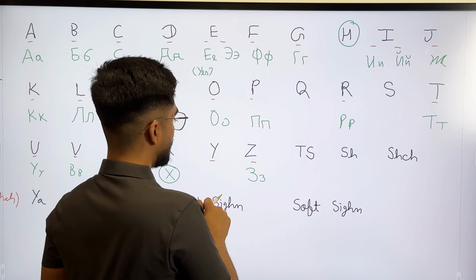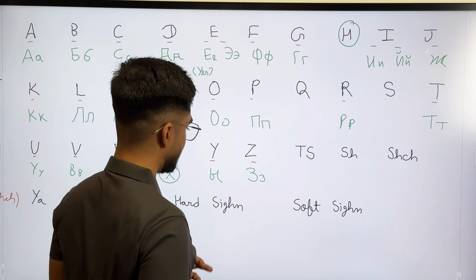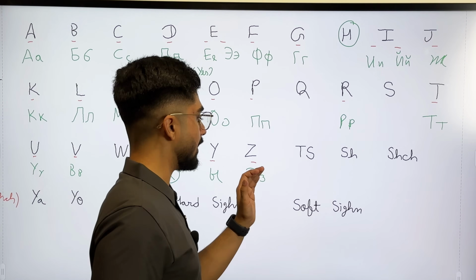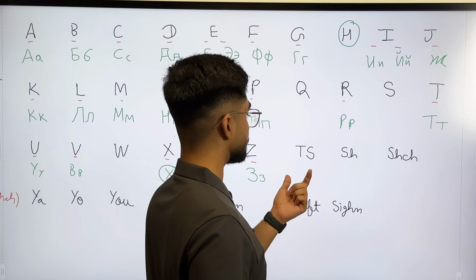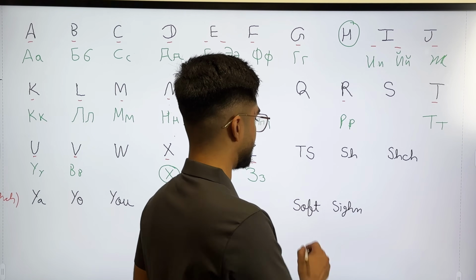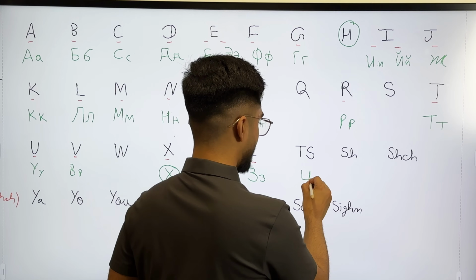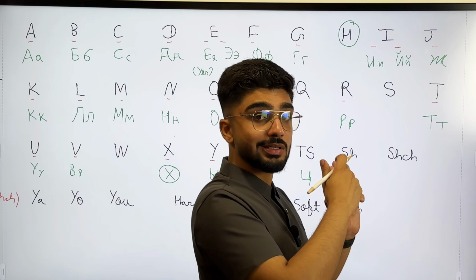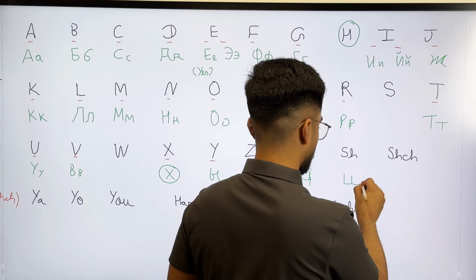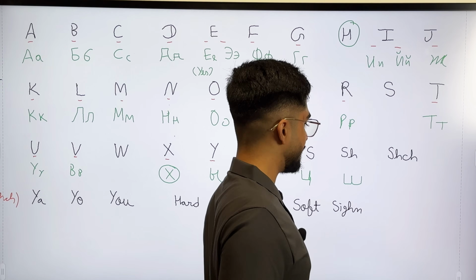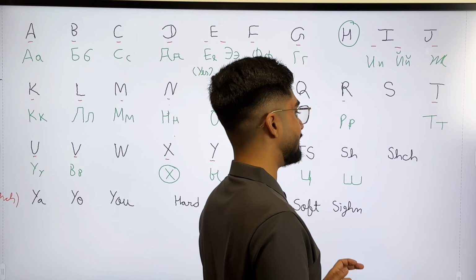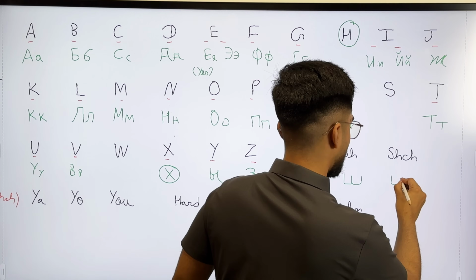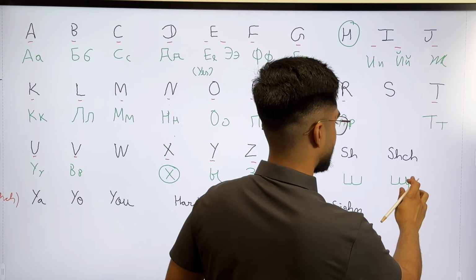And the next is I. It matches with Y. I already told you about Z. Now it's your Ts. You have to write Ts like this. Next is your S. You have to write S like this. And the next is your S. You have to write it like this.